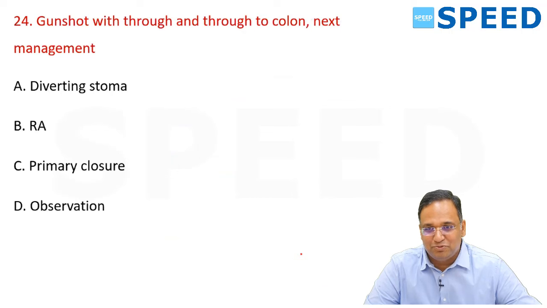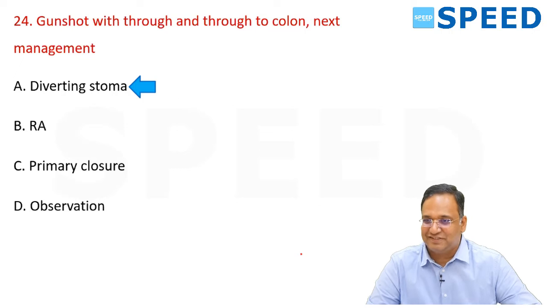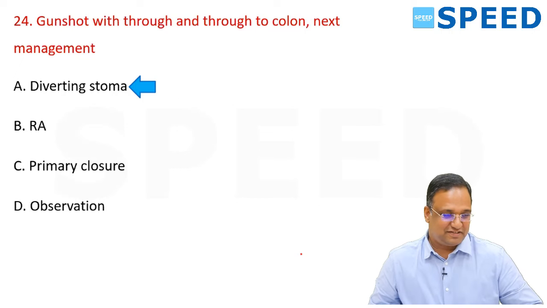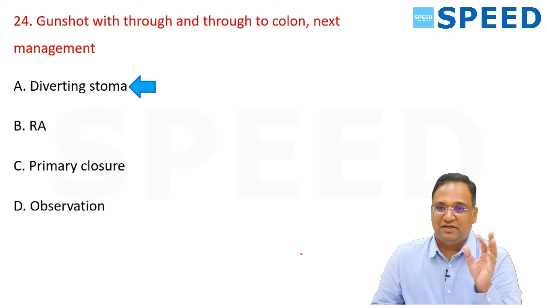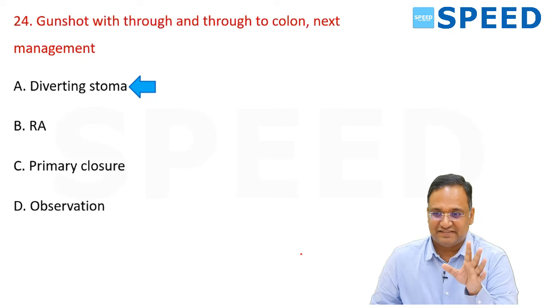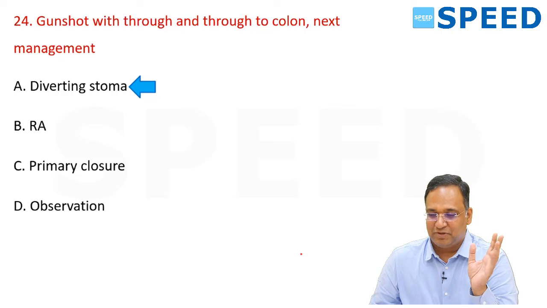Gunshot with through and through to colon and next management. Any gunshot wound, any penetrating wound into the colon, diversion only. Resection anastomosis is never a choice. Understand that. Resection anastomosis always happens only in a prepared bowel, single stage. In case of injuries like this, you should exteriorize. Because there could be a leak, there could be a contamination, you should give a wash and you should exteriorize. Diverting stoma is the best answer.